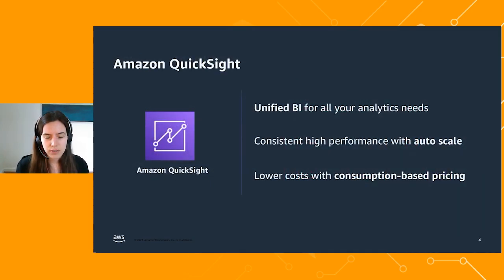Amazon QuickSight is a service that provides unified BI for all your analytics needs. It provides consistent high performance with auto scale and lower costs with consumption-based pricing.